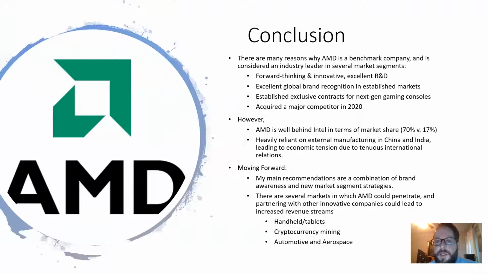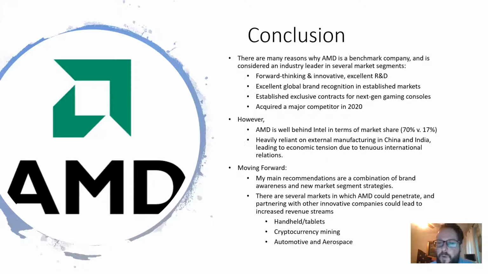So in conclusion, AMD is obviously a very well-established company. They're a benchmark company in the markets that they're already established in. They're forward-thinking and innovative. Their R&D is just off the charts amazing and is, without a doubt, their major competitive advantage compared to Intel and NVIDIA. They are globally established. They have these exclusive contracts, like I mentioned, with Sony and Microsoft for next-gen gaming consoles. And last year, 2020, they acquired a major competitor.